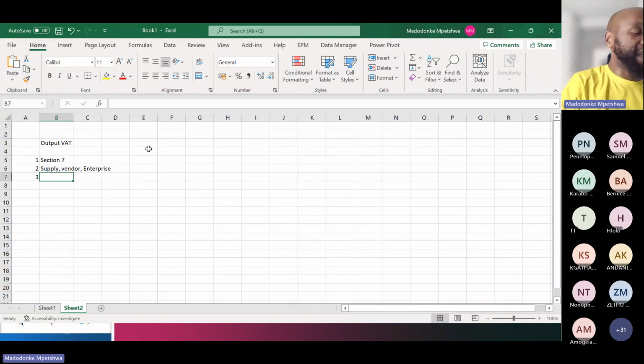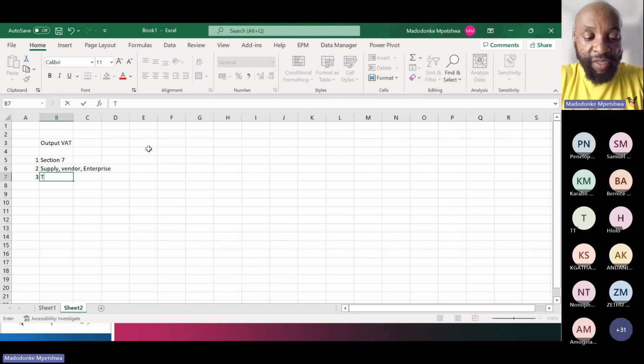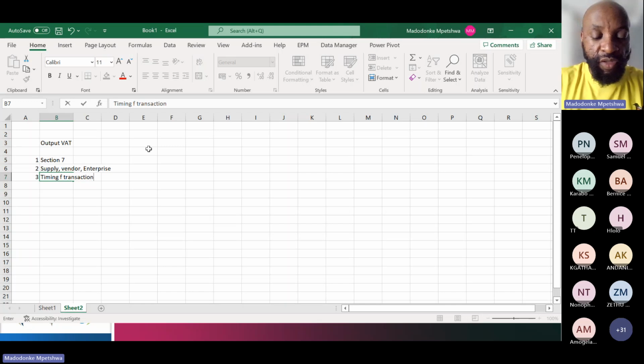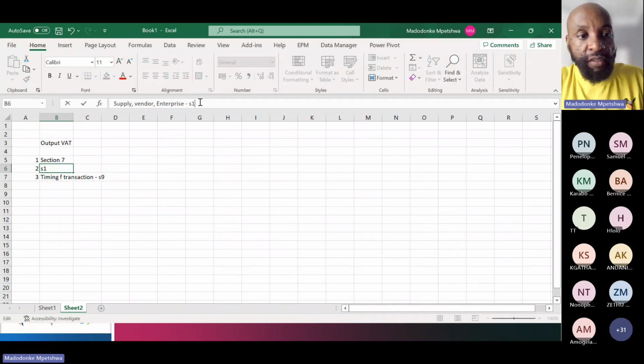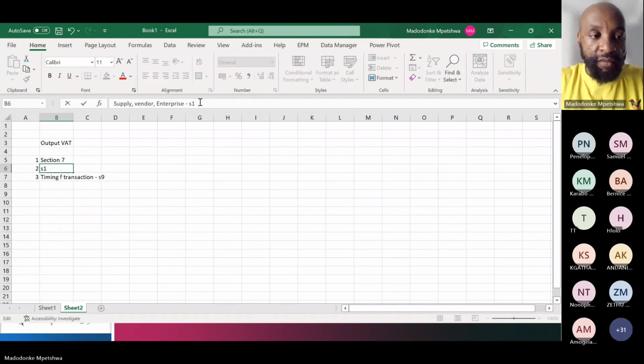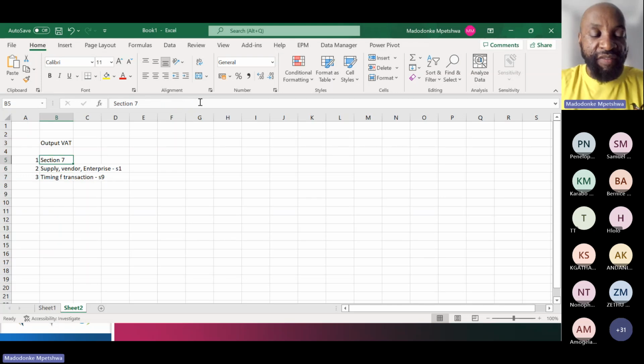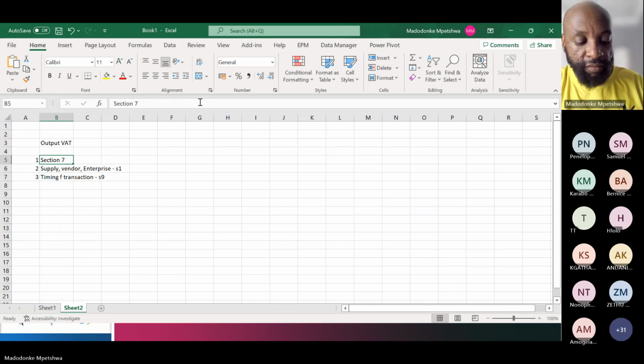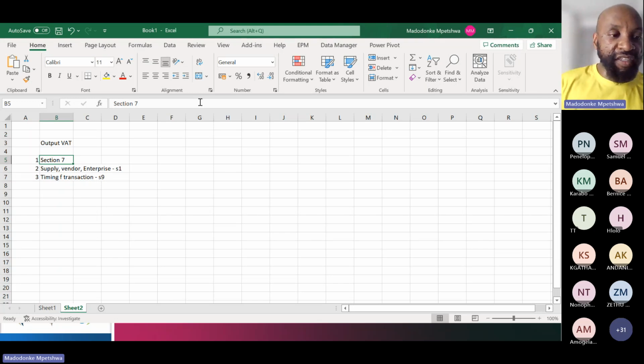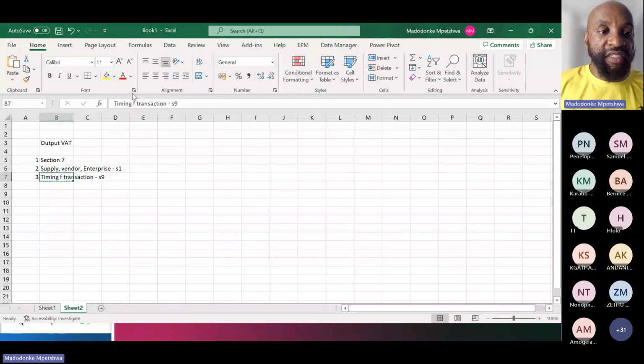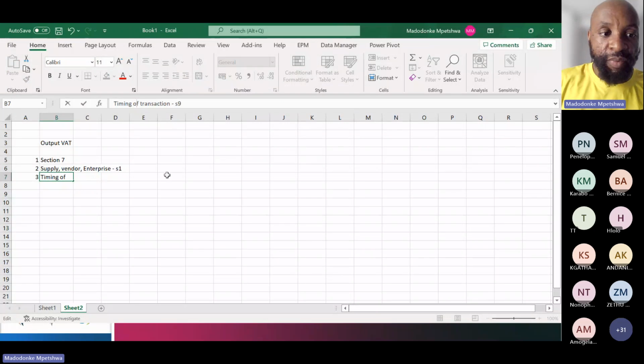So then for me, the next thing is looking at the timing of the transaction, which is Section 9 of the Act, whereas here we're looking at Section 1 of the VAT Act, and here it's Section 7 of the VAT Act. So the timing of the transaction, it's us looking and saying, when did the transaction take place?